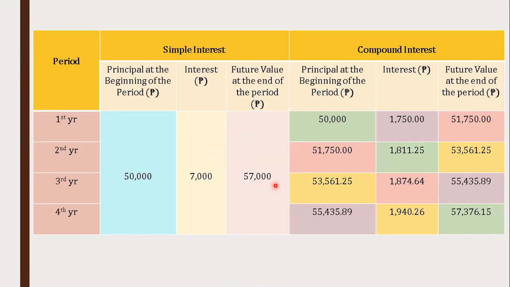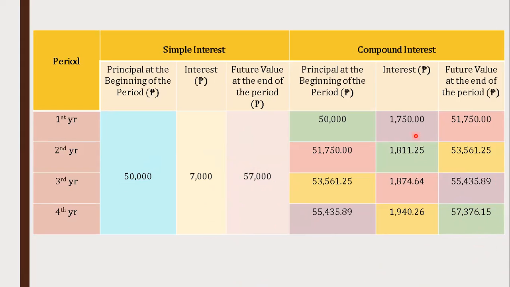There is a big difference, right? The same given, the same rate, and the same years, but the difference is quite observed here. As you can see, 57,000 alone for simple interest, but for compound interest, that's 57,376.15. If you're asking what affects the future value of the compound interest at the fourth year?